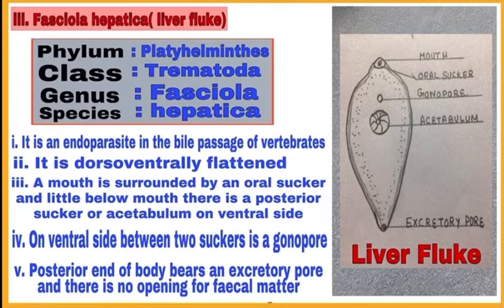It is dorso-ventrally flattened. A mouth is surrounded by an oral sucker and a little below the mouth there is a posterior sucker or acetabulum on the ventral side. On the ventral side between the 2 suckers there is a gonopore. Next, the posterior end of the body bears an excretory pore and there is no opening for fecal matter.